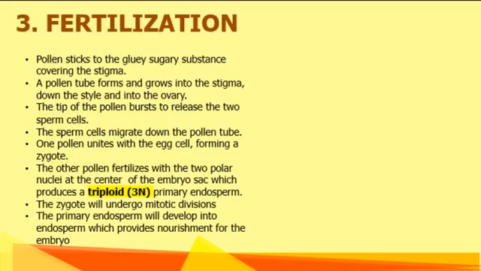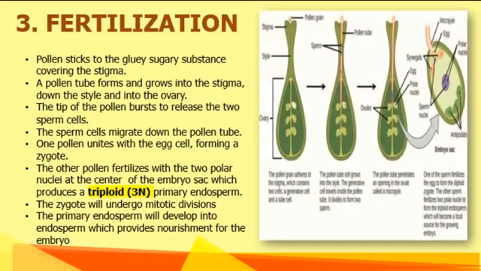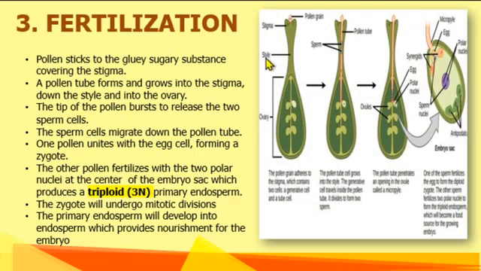Okay, after pollination, here comes fertilization. The pollen, this one, will germinate and stick to the gluey, sugary substance covering the stigma. Then the pollen tube grows into the stigma, down the style, and into the ovary. The tip of the pollen tube bursts to release the two sperm cells. The sperm cells migrate down the pollen tube, and one unites with the egg cell over here, and then it will form a zygote.